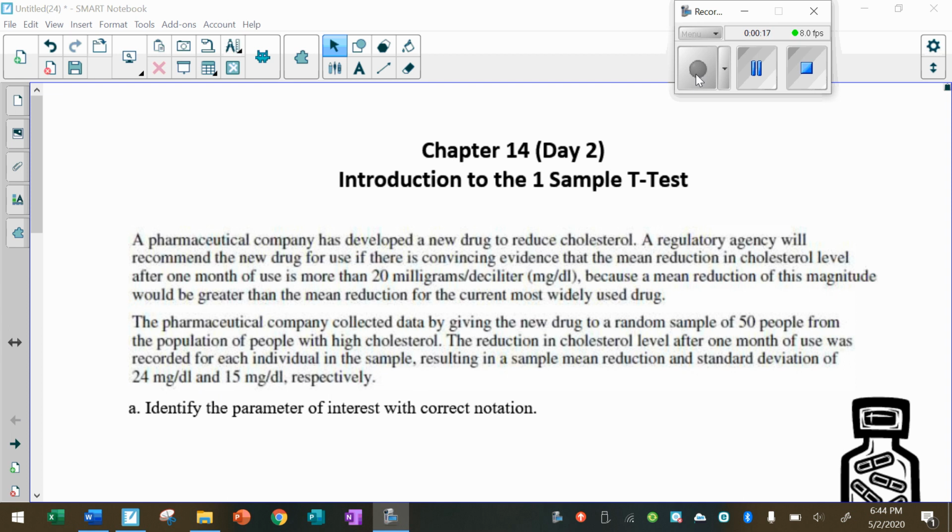Now a lot of this is going to look very similar to the process for the one proportion z-test. There's a couple changes here and there. I'm going to make note of those changes, but generally speaking, the process is identical to the one proportion z-test. So let me take you through the one sample t-test.